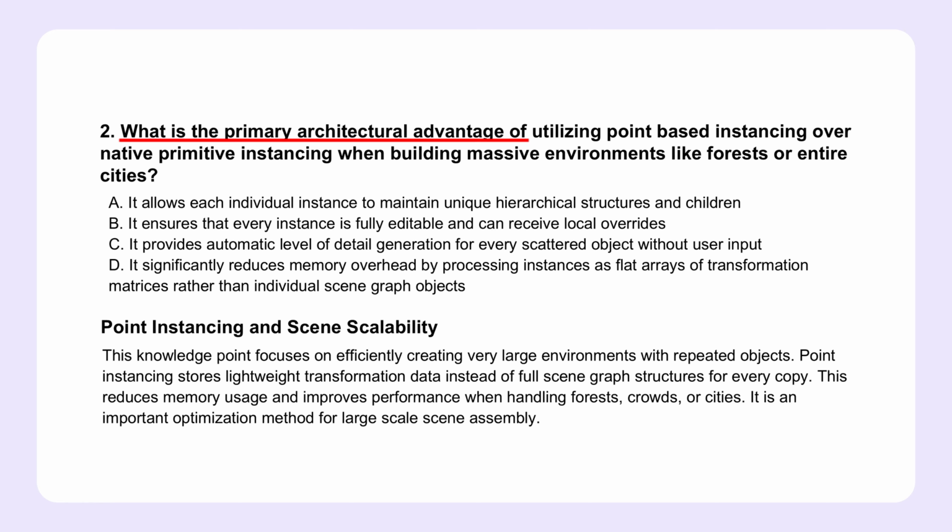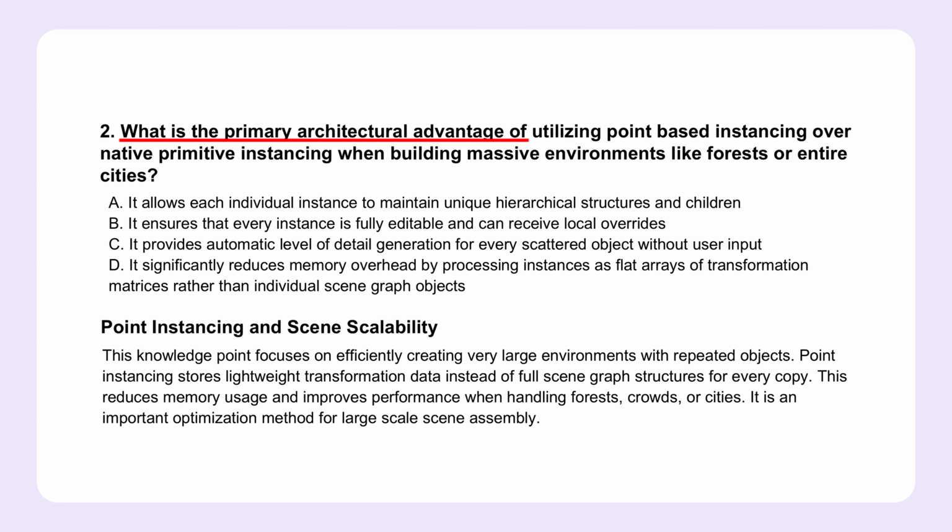Option A is it allows each individual instance to maintain unique hierarchical structures and children. Option B, it ensures that every instance is fully editable and can receive local overrides. Option C, it provides automatic level of detail generation for every scattered object without user input. Or option D, it significantly reduces memory overhead by processing instances as flat arrays of transformation matrices rather than individual scene graph objects.